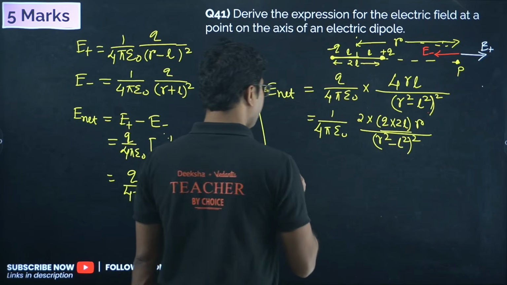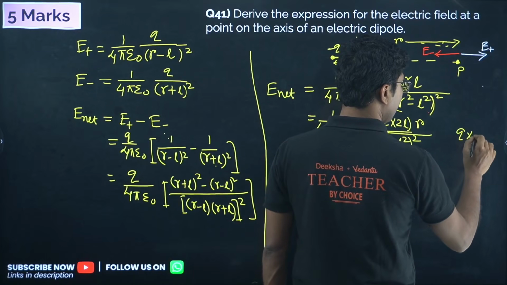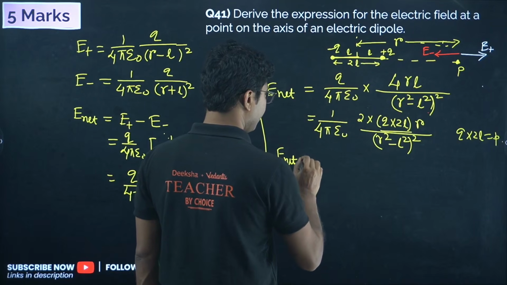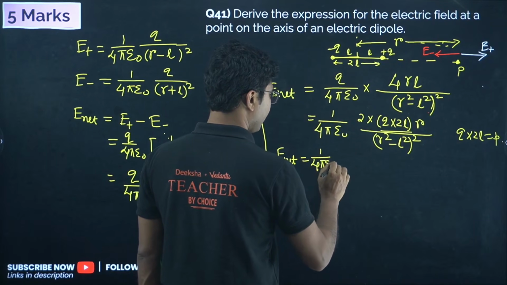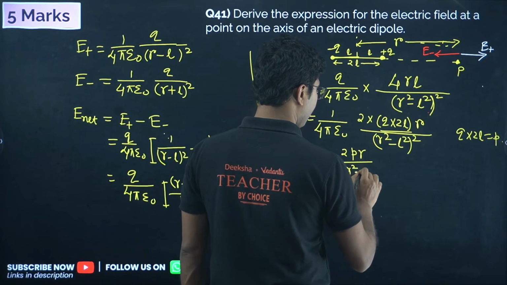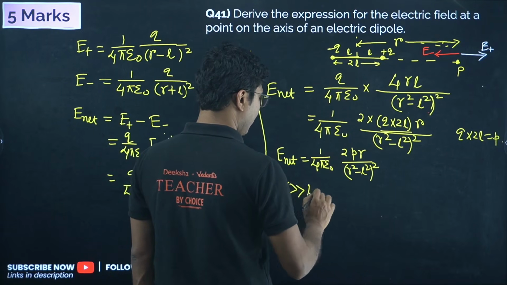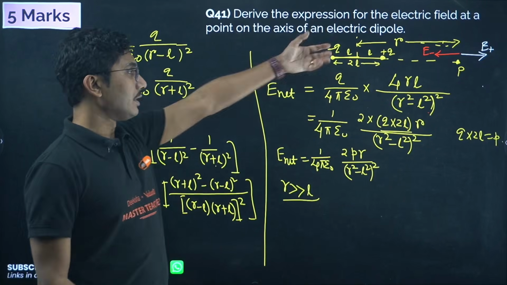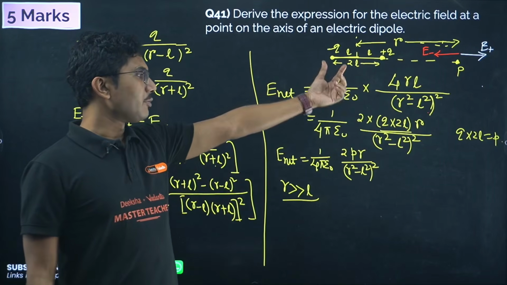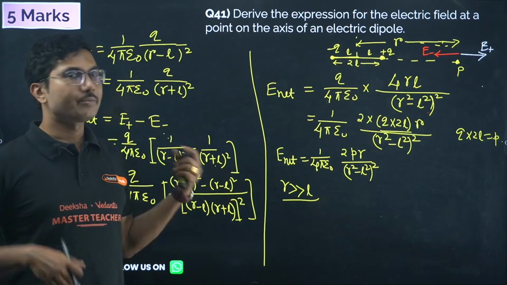Now also you have to remember that this is the dipole moment of the dipole. q into 2l is the dipole moment, so we can write the net electric field is 1 by 4 pi epsilon naught 2 p r by (r square minus l square) whole square. Now for r very much greater than l, because the definition of a dipole says that the distance between the charges is very small. So any distance that we are measuring has to be much higher than this distance.